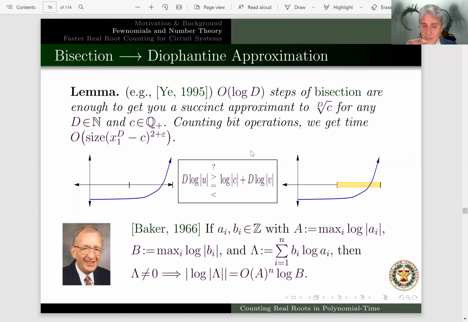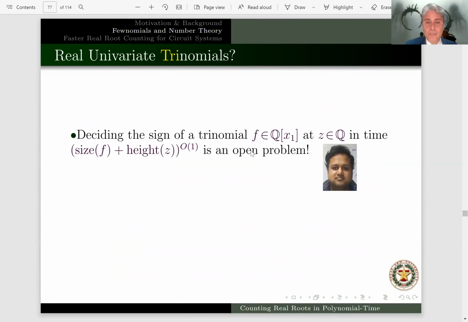I have the theorem stated here. It's a little bit hard to parse, but basically Baker's theorem is telling you that for a linear combination of logarithms of integers, if you know the sizes of the integers, then you can bound explicitly how far away from zero you are if you're non-zero. That is a very key result and a very deep result. And we're going to make use of something even more powerful in our setting.